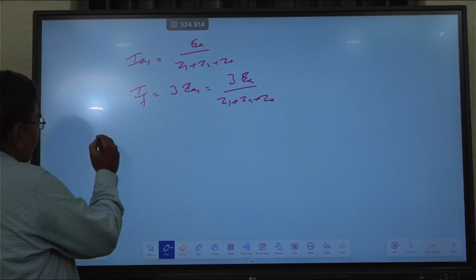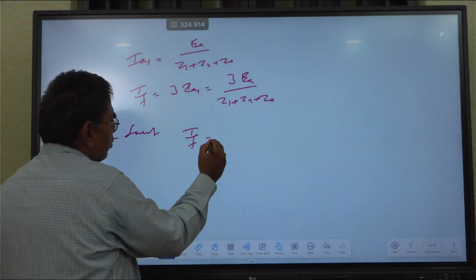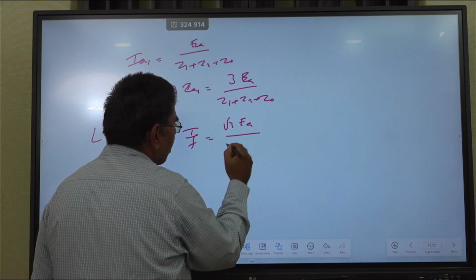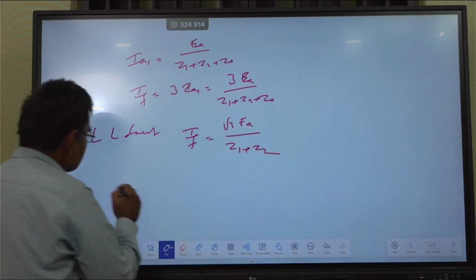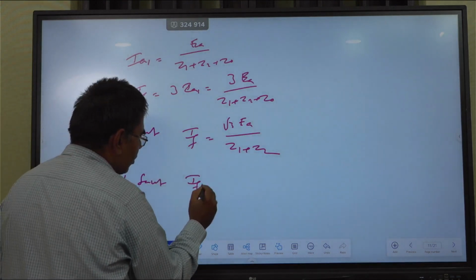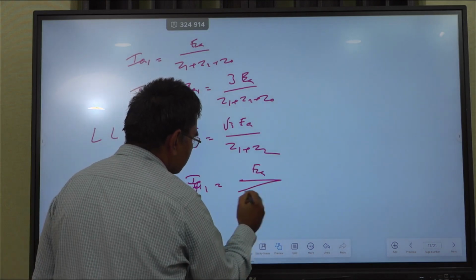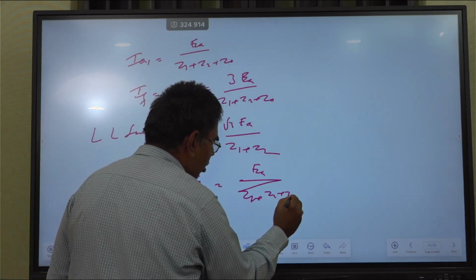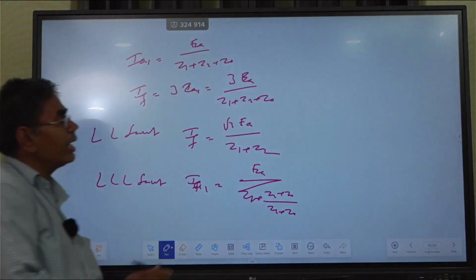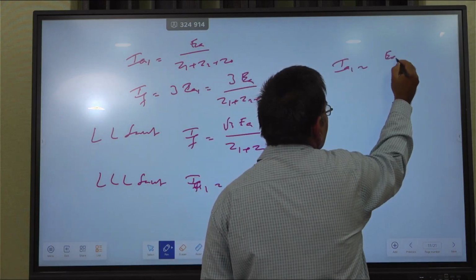In case of LL fault, the fault current IF is equal to √3 into EA divided by Z1 plus Z2. In case of LLG fault, IA1 is equal to EA divided by Z1 plus Z2 Z0 divided by Z2 plus Z0. For three-phase fault, a symmetrical fault, IA1 is equal to EA divided by Z1.